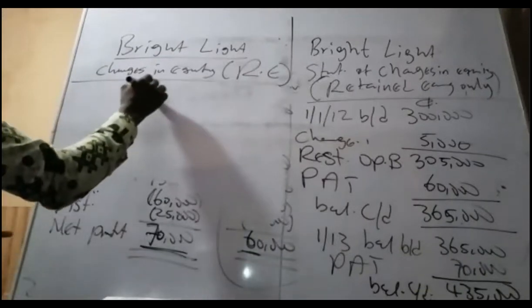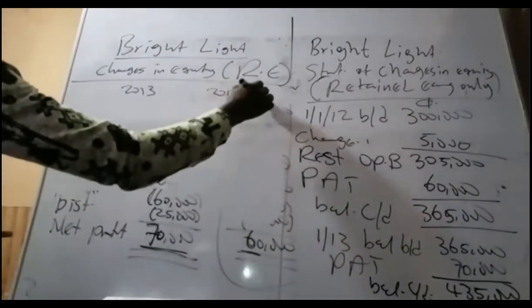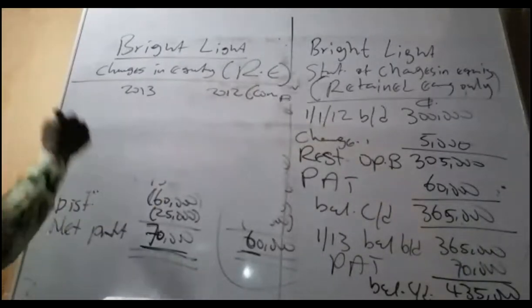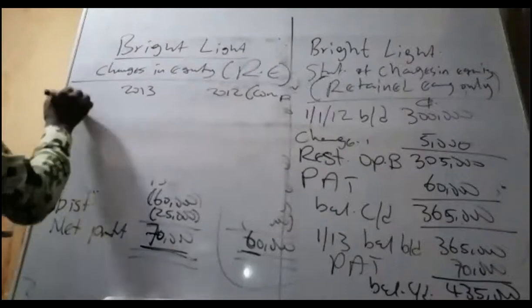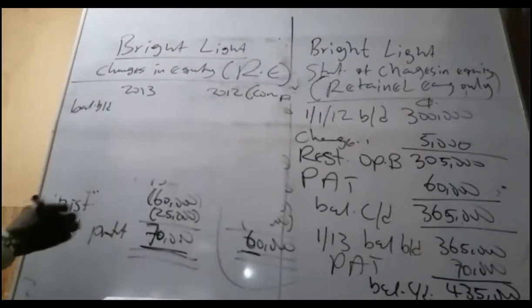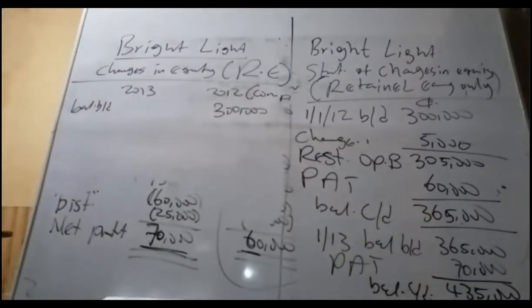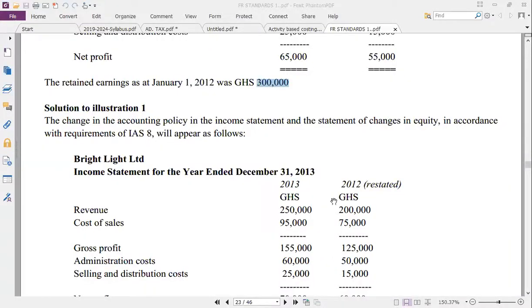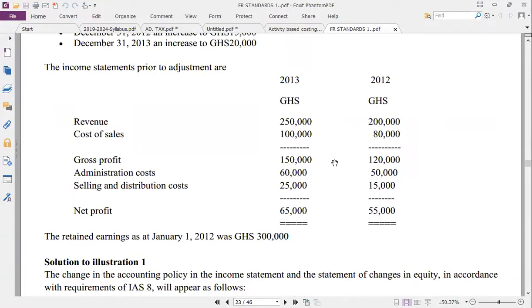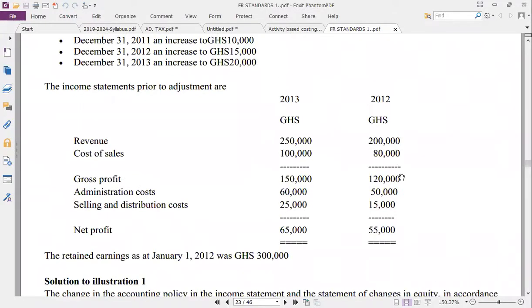First, I write 2013, 2012 in brackets, comparative, and make my open balance. Balance brought down. They told us that the open balance for 2012 is worth 300,000. If the open balance is 300,000, ask yourself, what is the profit in 2012 so that we can get the open balance for 2013? So let's go to the question. The profit for 2012 is 55,000.